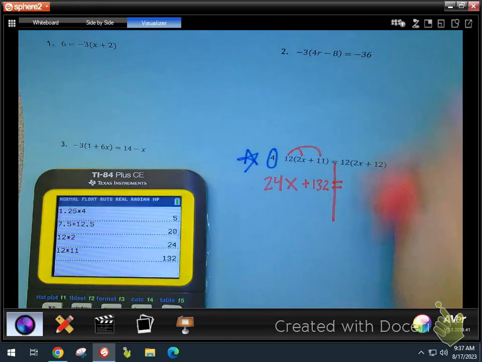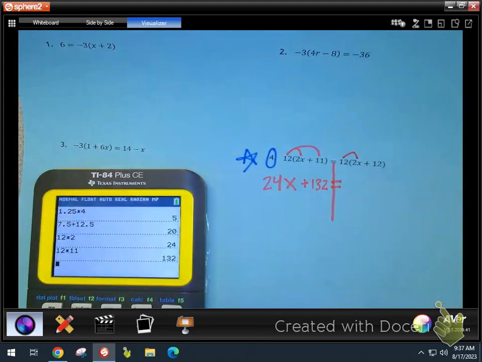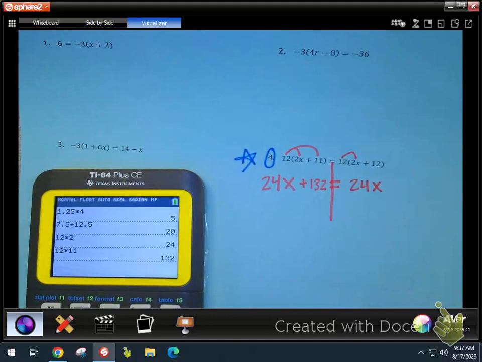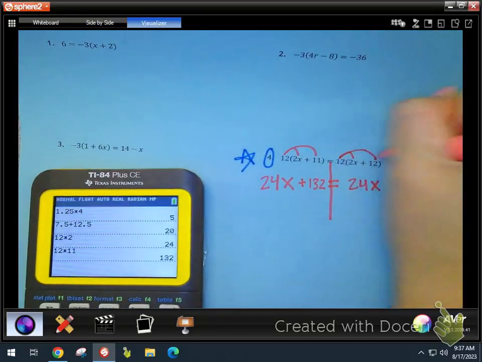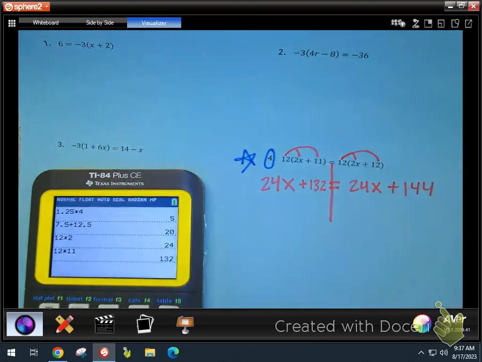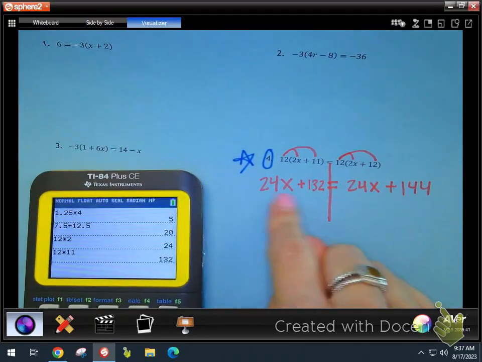Yeah. Again. Oh, look. Got a 12 times 2x again. We already know that. 24x. All right. Over here, we got a 12 times 12. 144. Okay? Any like terms on the left-hand side?